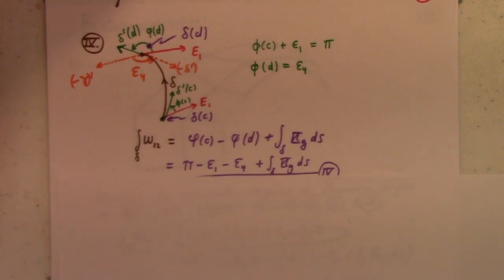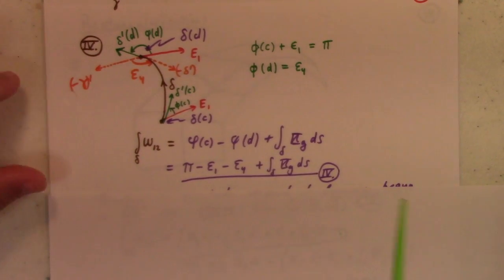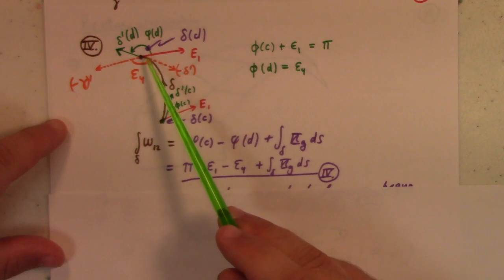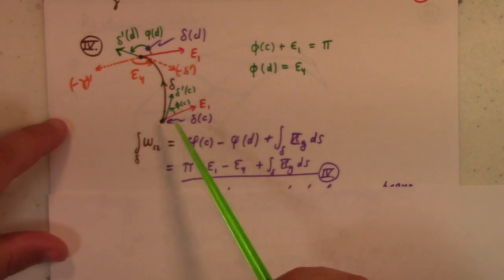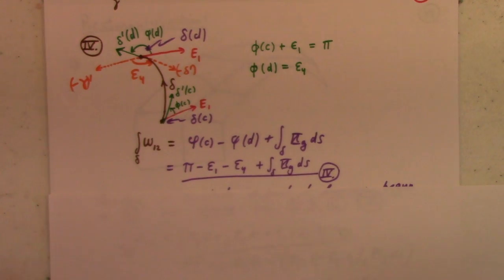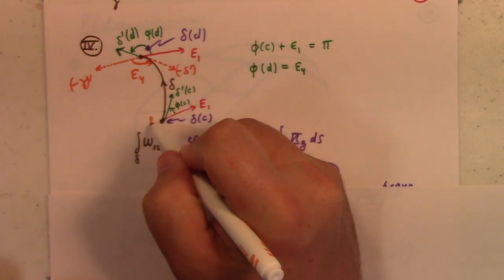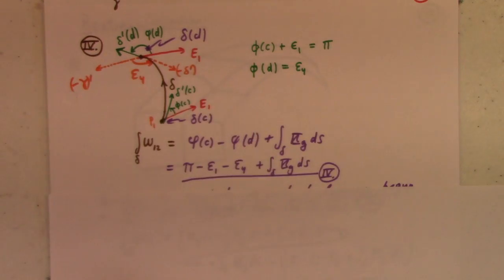For the fourth curve segment, we have going from P4 back to P1 finally, completing the loop. I'll just draw P1 down here. I'm not going to try to draw P4 up there. It's too cluttered already.